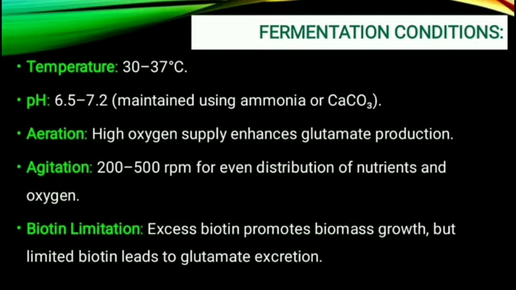Regarding the temperature, it should be 30 to 37 degrees Celsius, and regarding pH, it should be 6.5 to 7.2, maintained using ammonia or calcium carbonate. Regarding aeration, high oxygen supply enhances glutamate production. For agitation, it should be 200 to 500 rpm for even distribution of nutrients and oxygen. Biotin limitation: excess biotin promotes biomass growth, but limited biotin leads to glutamate excretion.